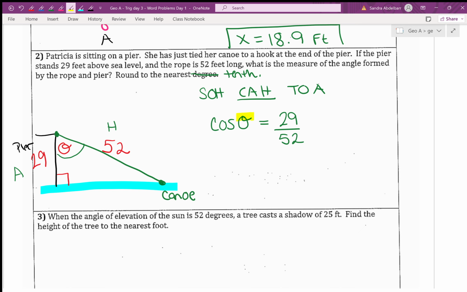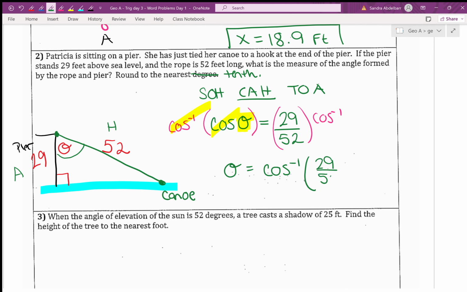Now, remember, I have to solve for just theta. Can I ever divide cosine without an angle? I can't divide cosine without an angle, so that's when we have to just cancel the cosine. So what do I do to just cancel the cosine? The inverse of cosine. So the cosines cancel, so I'm left with theta equals the inverse of cosine of 29 over 52.